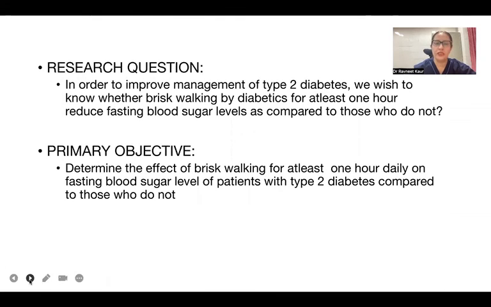Now, our research problem was converted into a research question. That becomes, in order to improve management of type 2 diabetes, we wish to know whether brisk walking by diabetics for at least 1 hour reduces fasting blood sugar levels as compared to those who do not. And our primary objective is to determine the effect of brisk walking for at least 1 hour daily on fasting blood sugar levels of patients with type 2 diabetes compared to those who do not.